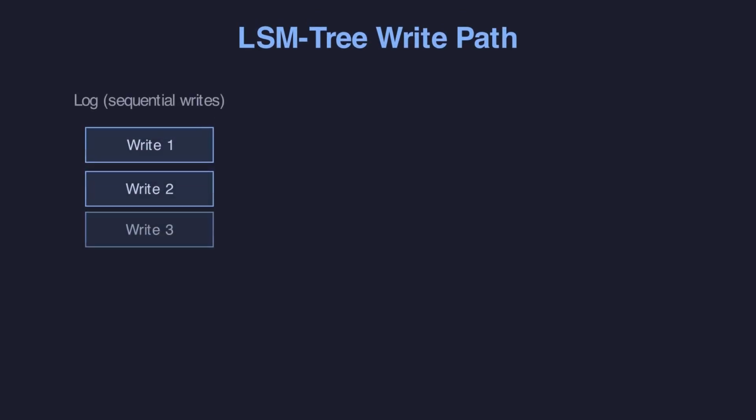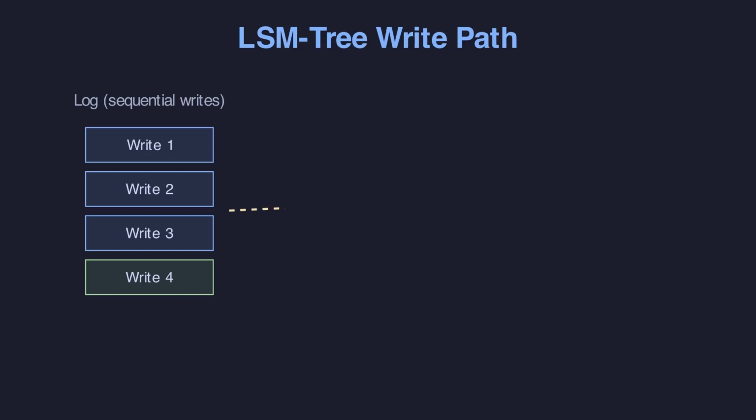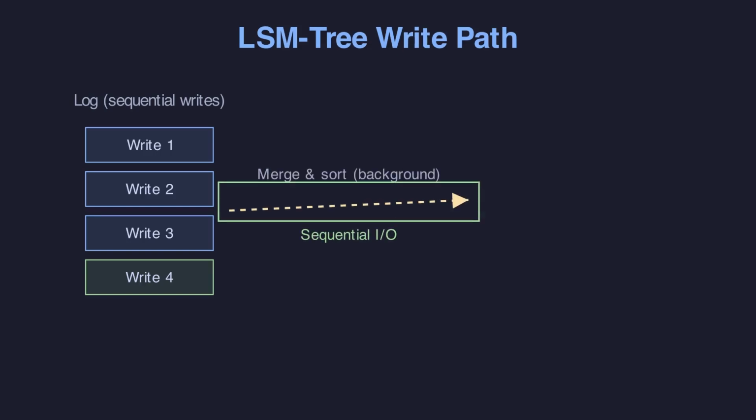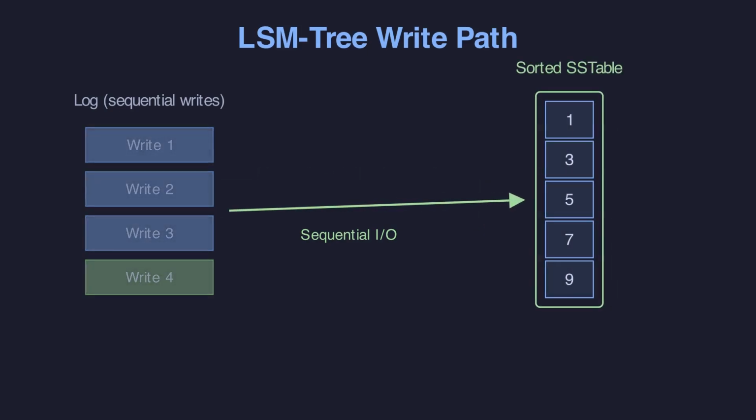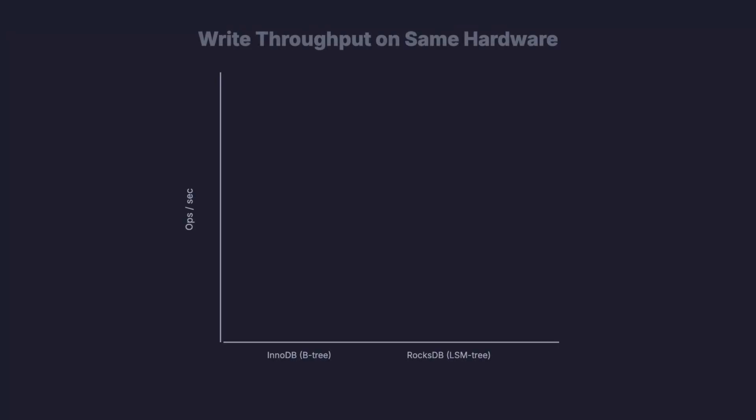The core idea is simple. Instead of updating a tree in place, you just append new data to a log. Later, you merge and sort it in the background. All disk writes are sequential, which is the fastest path on any storage. That's why an LSM tree can ingest 1,000,000 writes per second on a single server. Compared to a B tree, an LSM tree can handle 5 to 10 times the write throughput.